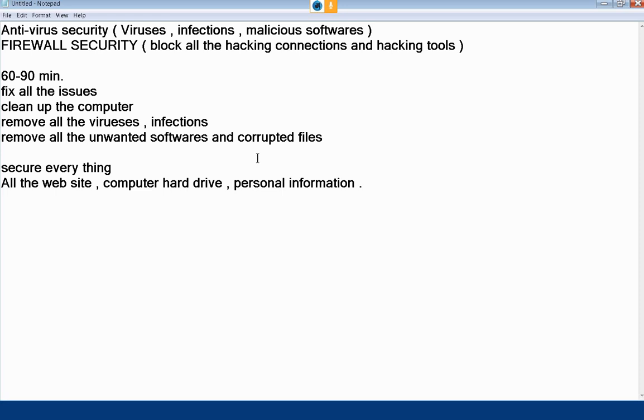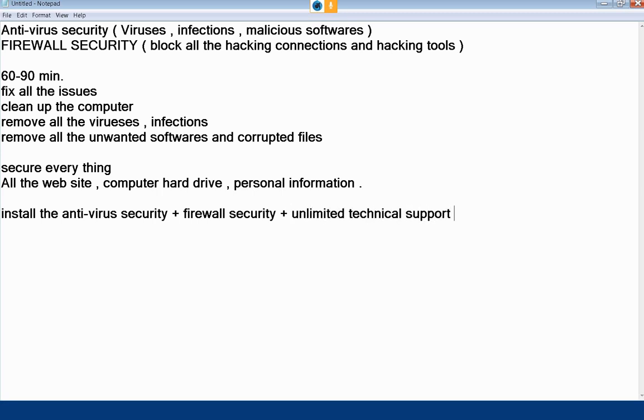I see. Okay, Bob. So you understand so far what needs to be done within 60 to 90 minutes? Once it's done, the technician will install the antivirus security plus a firewall security on the computer. Now, the best part is that you will get one more thing, which is unlimited technical support, so that in future, see, Bob, problems can come in your life at any point of time, right?